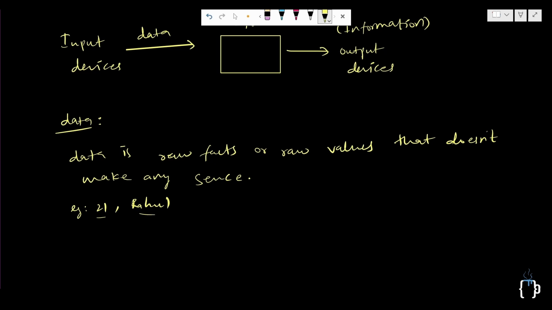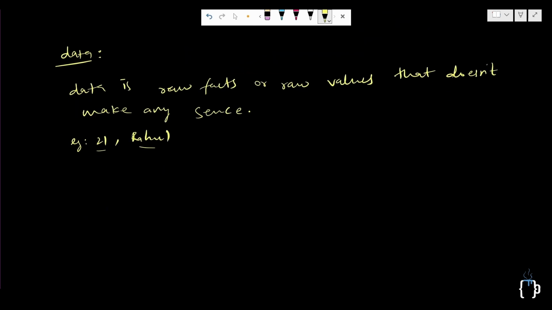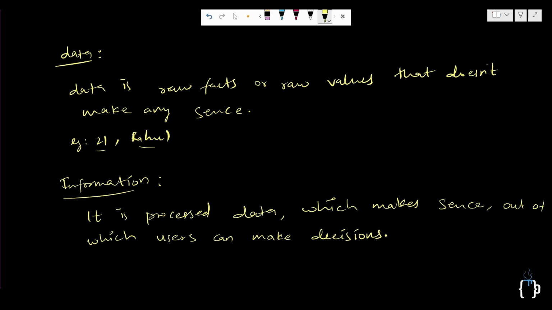Everyone knows that the CPU does calculations, and it stores data. We can listen to songs. Most of the time, what does the CPU do? It does processing. 80% of what a CPU does is processing. We take data as input and we process it, and we make information. Okay, what is information? Information is processed data which makes some sense, out of which a user can make decisions.